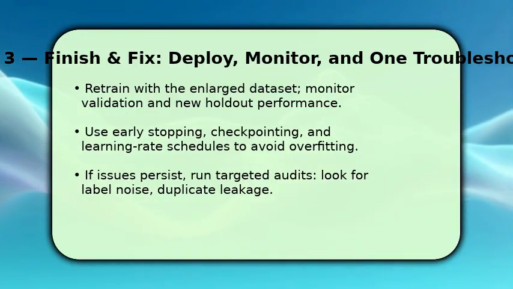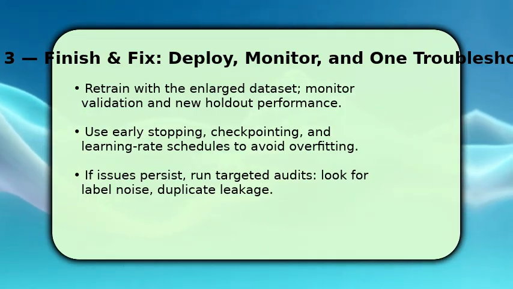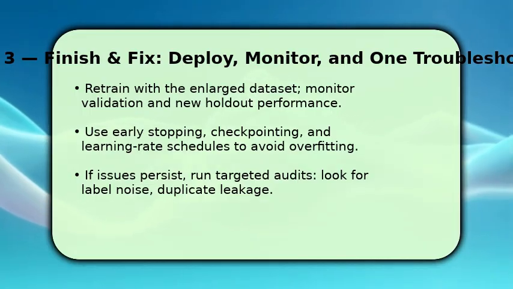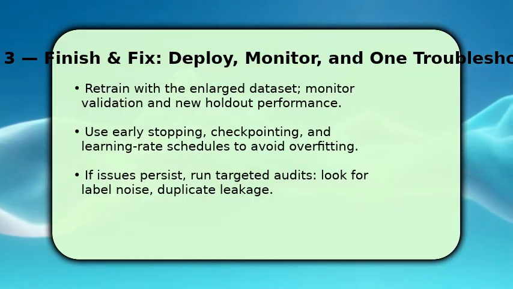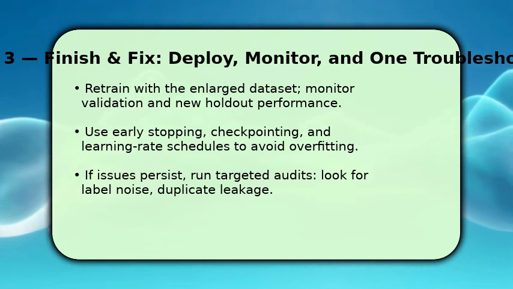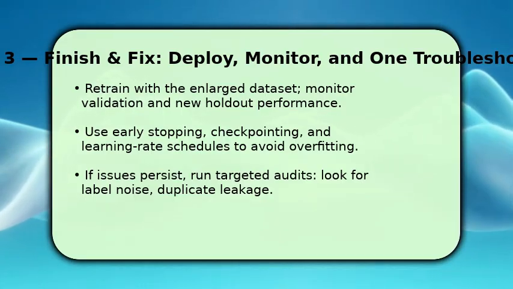Once done, use early stopping and sensible learning rate schedules. Make sure checkpoints and version datasets are retained for rollback. If performance still lags, audit the data pipeline for label noise or leak duplicates, and rebalance or acquire more specific cases. One key troubleshooting tip: if validation improves but production fails, check distribution shift, collect a small batch of live data, and iterate.